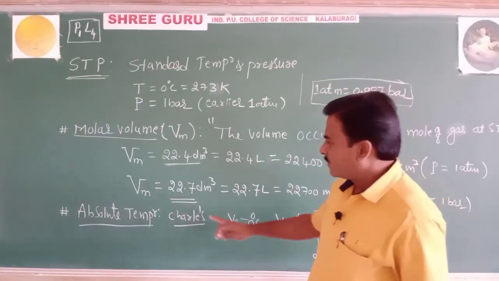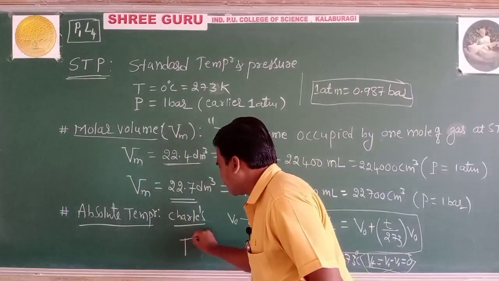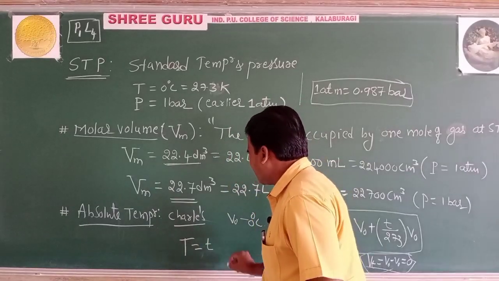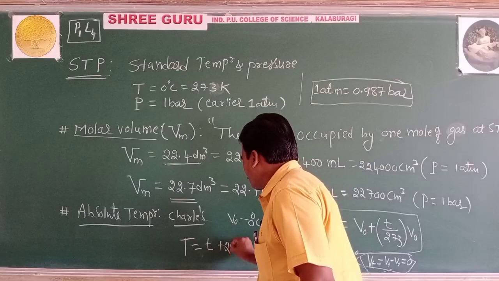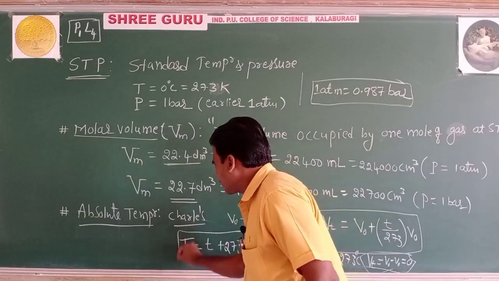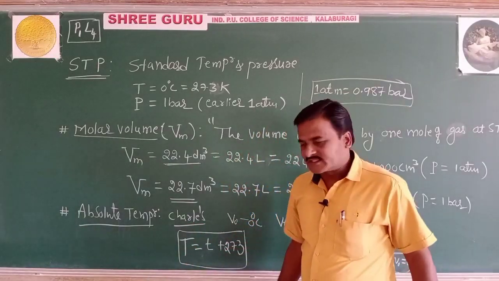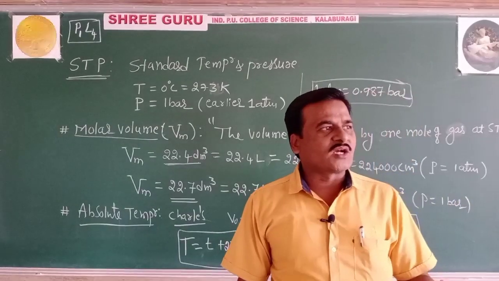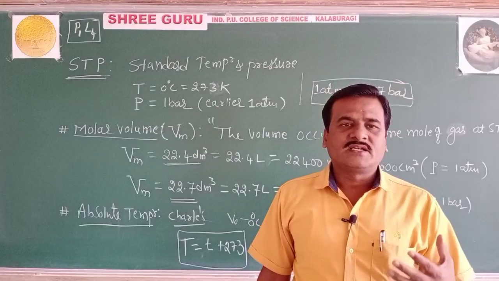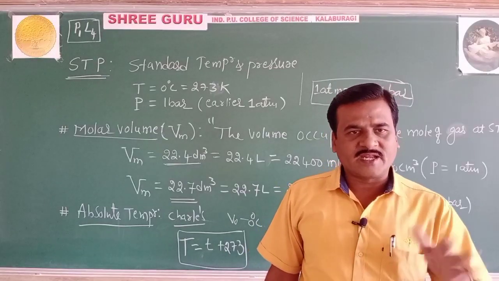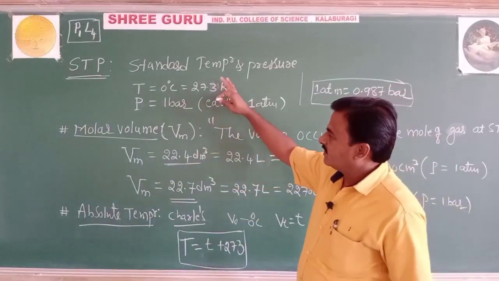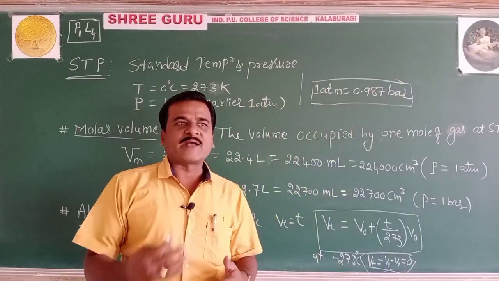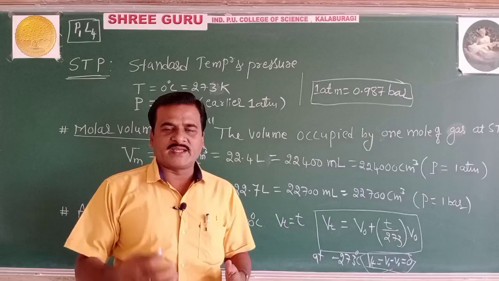That's what absolute temperature is, given by T equals temperature in degree Celsius plus 273. This scale of expressing the temperature is called the absolute temperature scale. It is also called the thermodynamic scale of expressing the temperature. So taking these points in mind, let's take the sample numericals one by one.